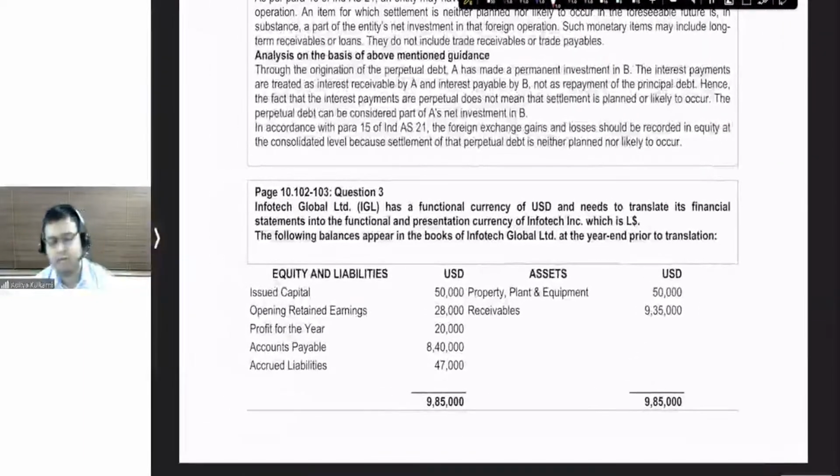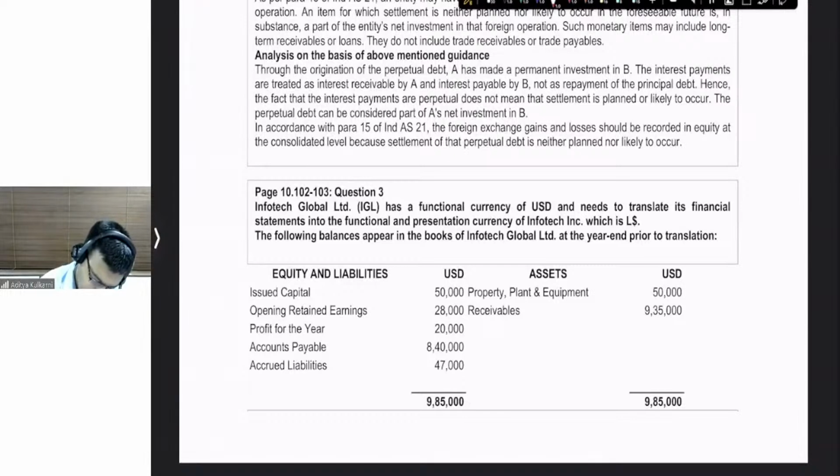This is taken from Test Your Knowledge. But it has come in one of the exams also, or RTPs also. Infotech Global Limited has a functional currency of USD and needs to translate its financial statements into the functional and presentation currency of Infotech INC, which is $. The following balances appear in the books of Infotech Global.